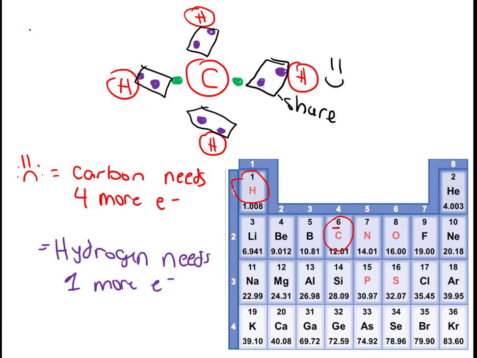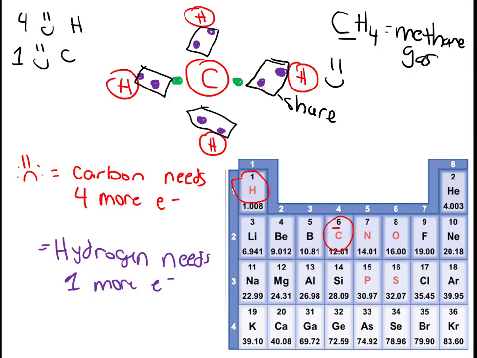So now what we ended up with is 4 really happy hydrogens and 1 really happy carbon because now carbon has that full 8 electrons that it always wanted. What we've just created is we had 1 carbon and 4 hydrogens. We've created CH4. This is methane gas. It's an explosive gas, all right? So you've just created methane, guys. That's not great. Anyway, so here's something interesting.